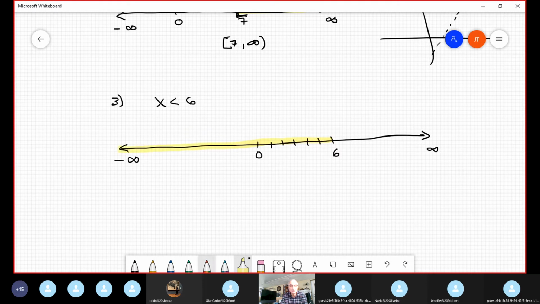And of course, do not include the 6 as the endpoint because I don't see an equal sign. So the interval notation representation is from negative infinity to 6. Any question?